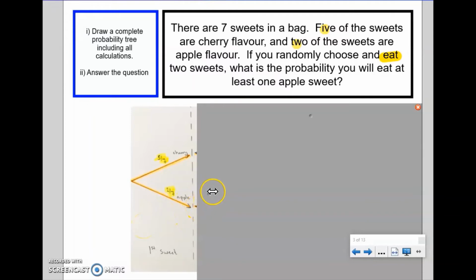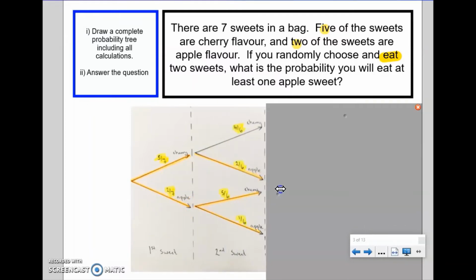Okay, if we look at the second selection, the second sweet we are going to eat, this is where probabilities will change. So this probability and this probability are altered given what occurred here. So if I ate a cherry sweet for my first sweet, I then have 1 less cherry and 1 less sweet in the bag, which is where my 4/6 comes from. If I was to eat a cherry first, I still have my 2 apple sweets, but I have 1 less in the bag.